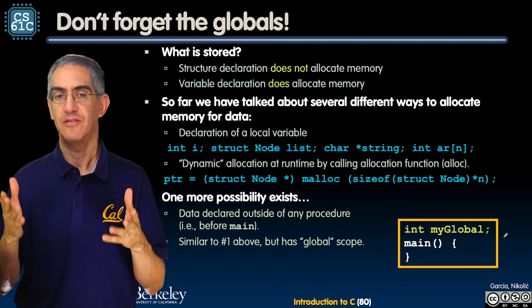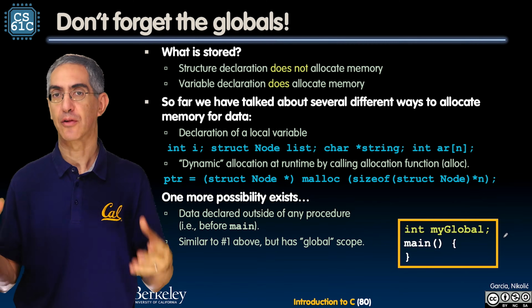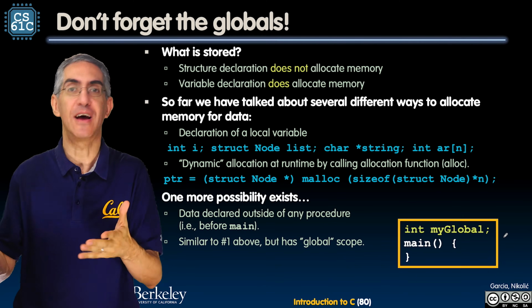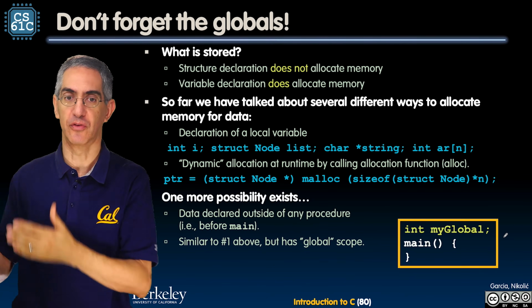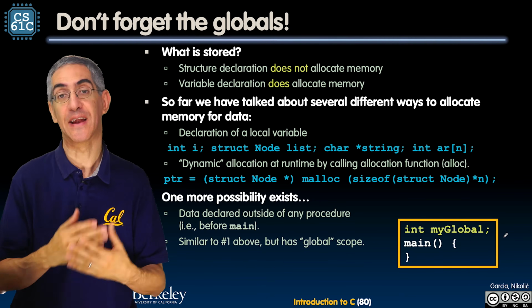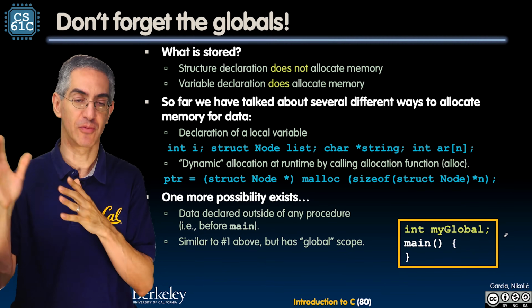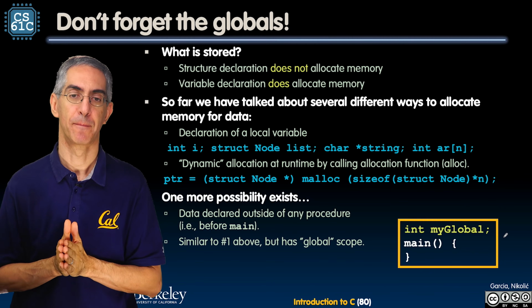Let's summarize. When you make a structure declaration, that just declares a new type, a structure. That doesn't make any space for it. That's just saying here's a new type I'm going to use. But when you make a variable declaration, that actually does reserve memory. The first one doesn't, the second one does reserve memory.